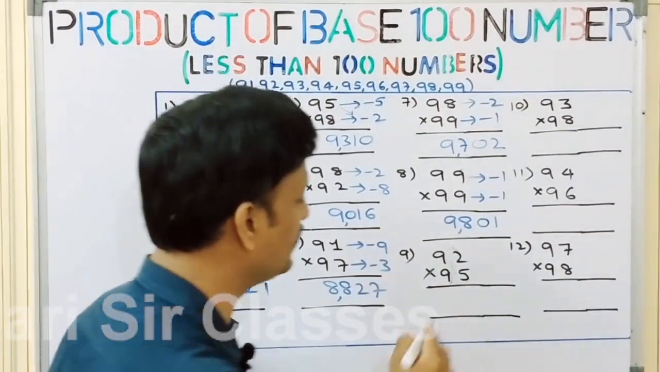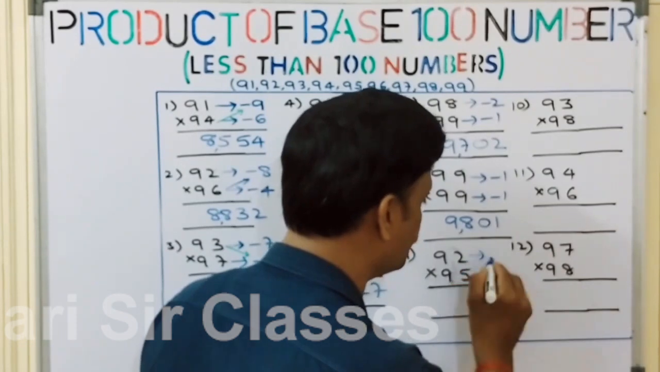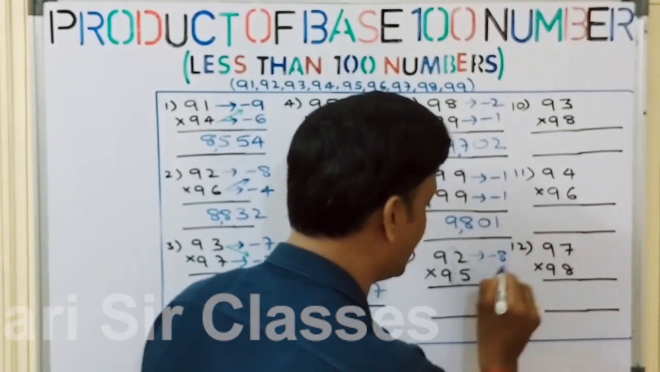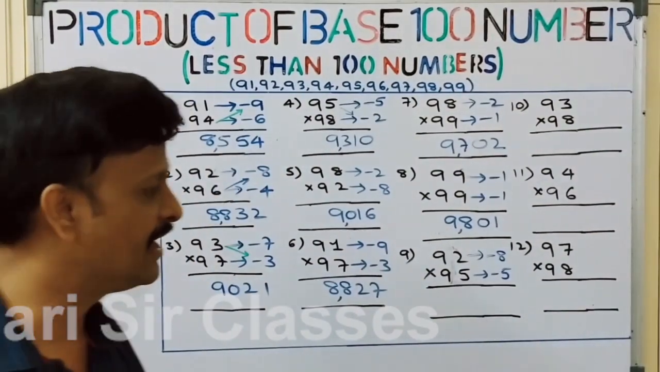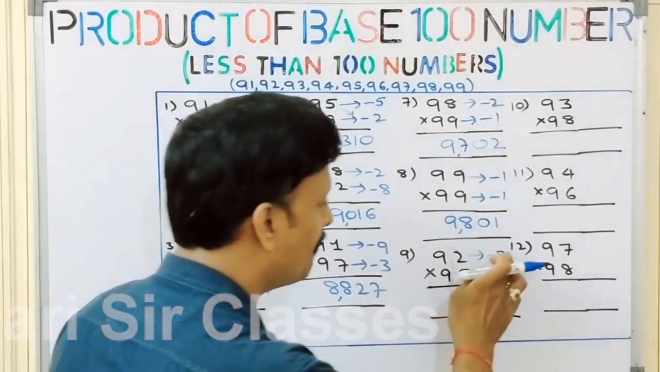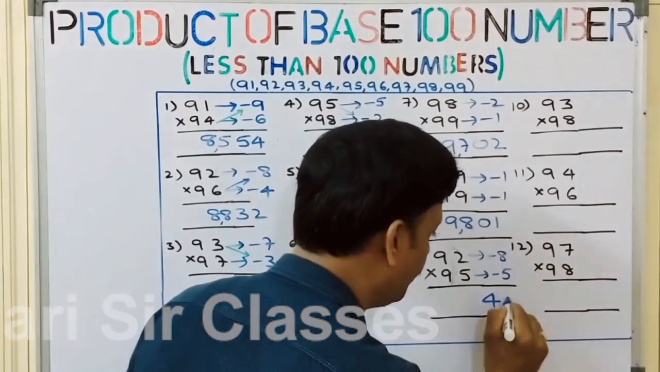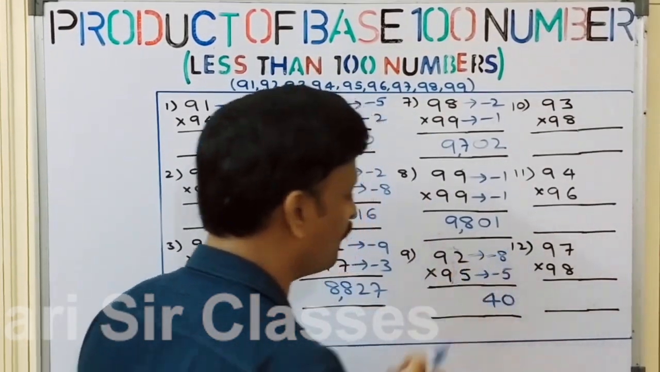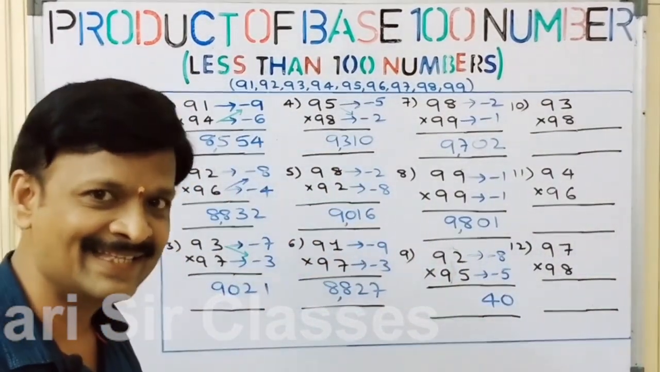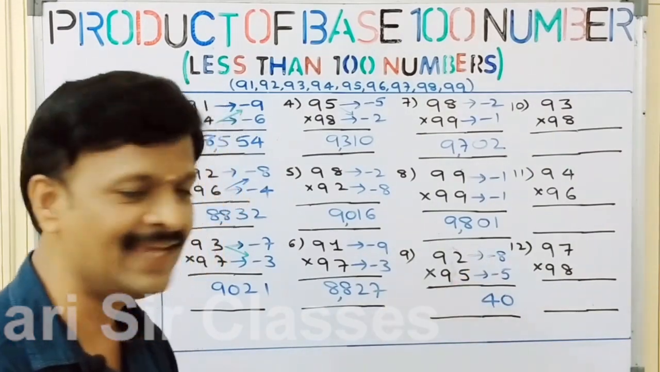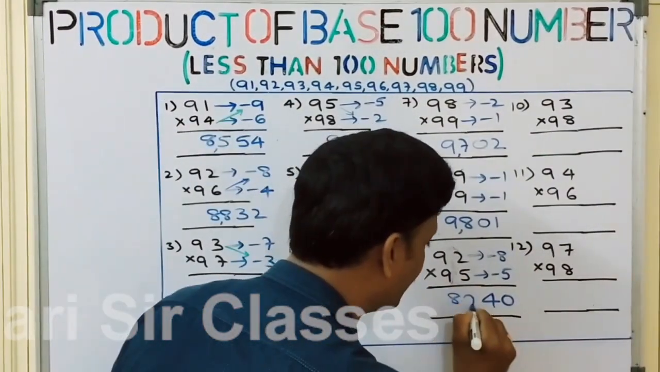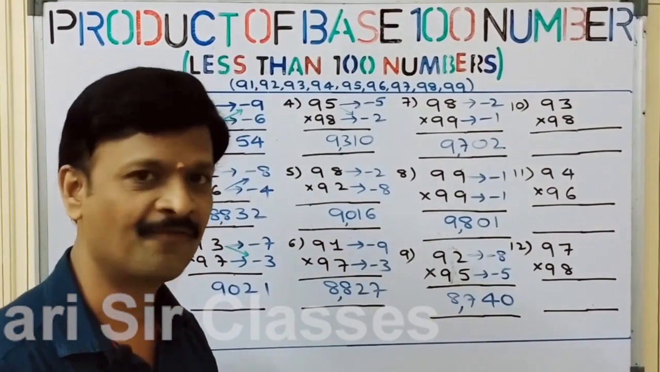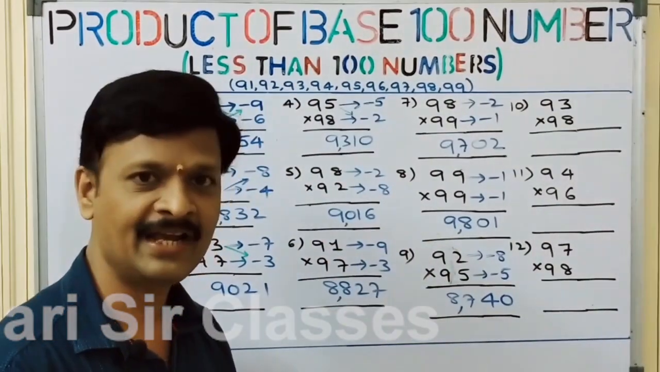Okay, next coming to the next question, that is 92 into 95. 92 is 8 less than 100. 95 is 5 less than 100, and I have written minus 8 and minus 5. Now 8 5s are 40. 92 minus 5 is 87. 95 minus 8 is also 87. Let's write down 87 here. That is 8740, the product of 92 and 95.